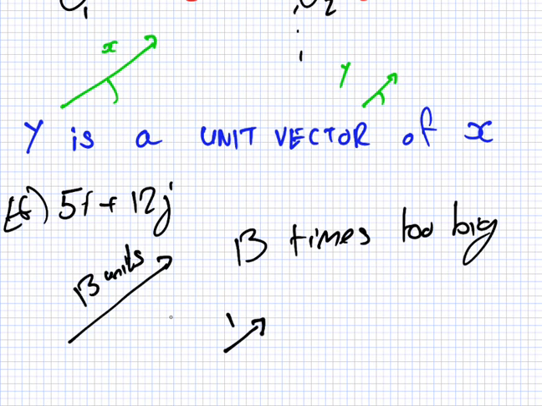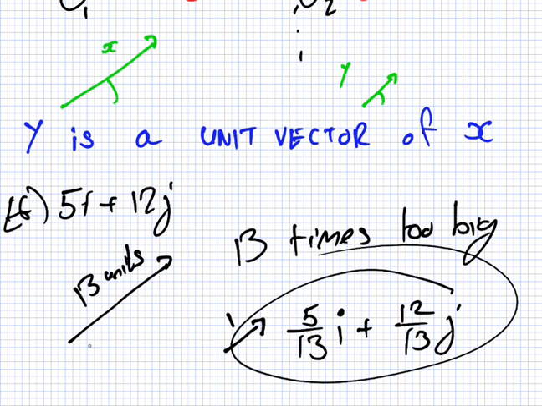So if I want to make it 13 times smaller, what should I do to it? Divide by 13. If I have this vector and I multiply by 2, it's twice as big. If I divide by 2, it's half. So if I divide this by 13, I get 5 over 13 i plus 12 over 13 j. That's the unit vector. So this is how you can make a unit vector.